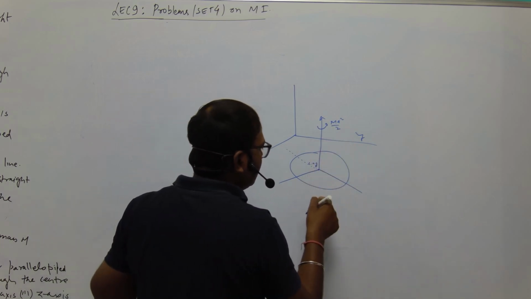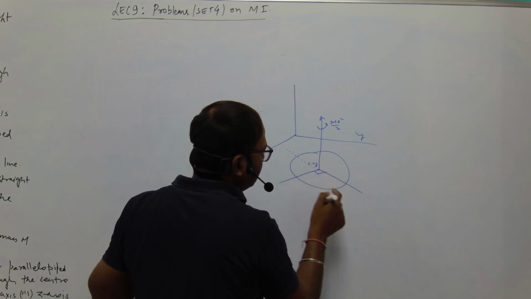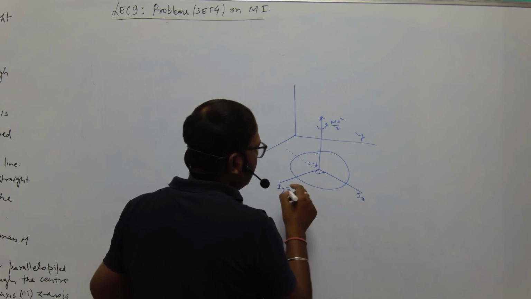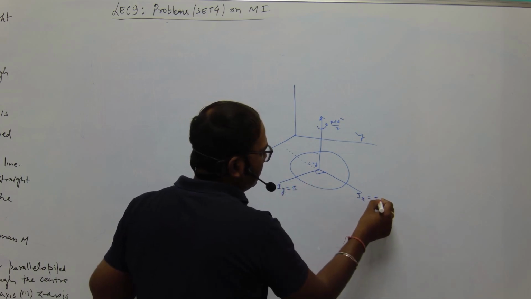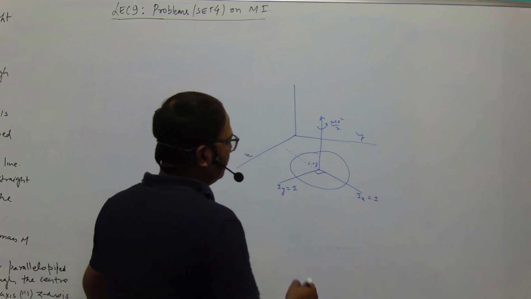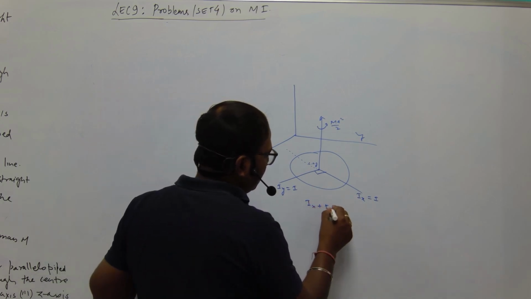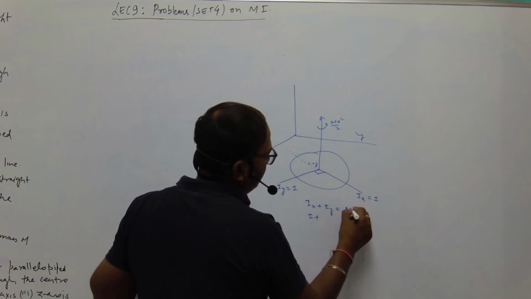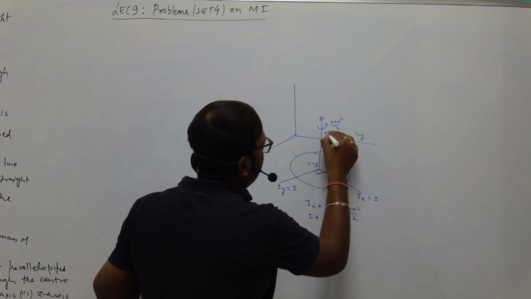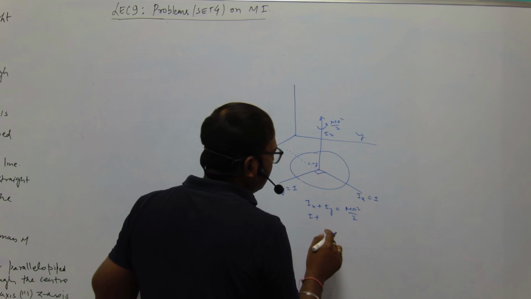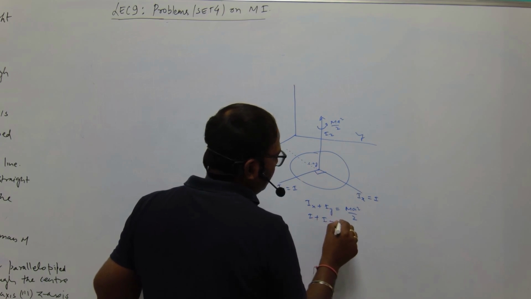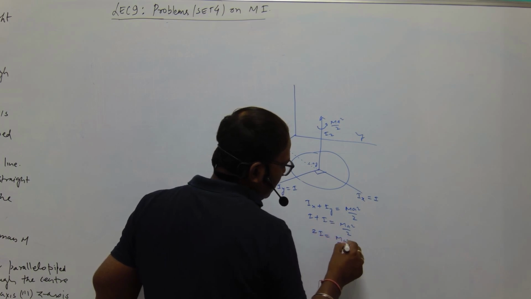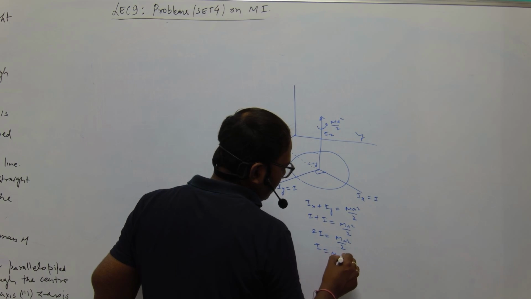So this is ma²/2. Let us consider by symmetry, both axes are perpendicular. Let us take this as Ix and this as Iy. By symmetry, both are the same, so this is I and this is I. From the perpendicular axis theorem, we have Ix plus Iy is equal to Iz. So I plus I is equal to ma²/2. So 2I is equal to ma²/2. So we have I is equal to ma²/4.